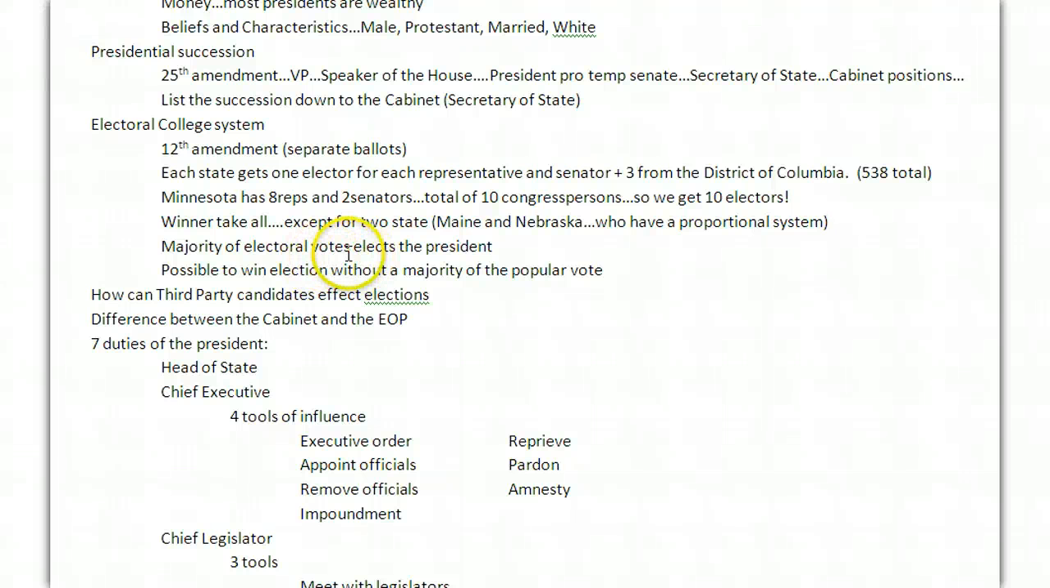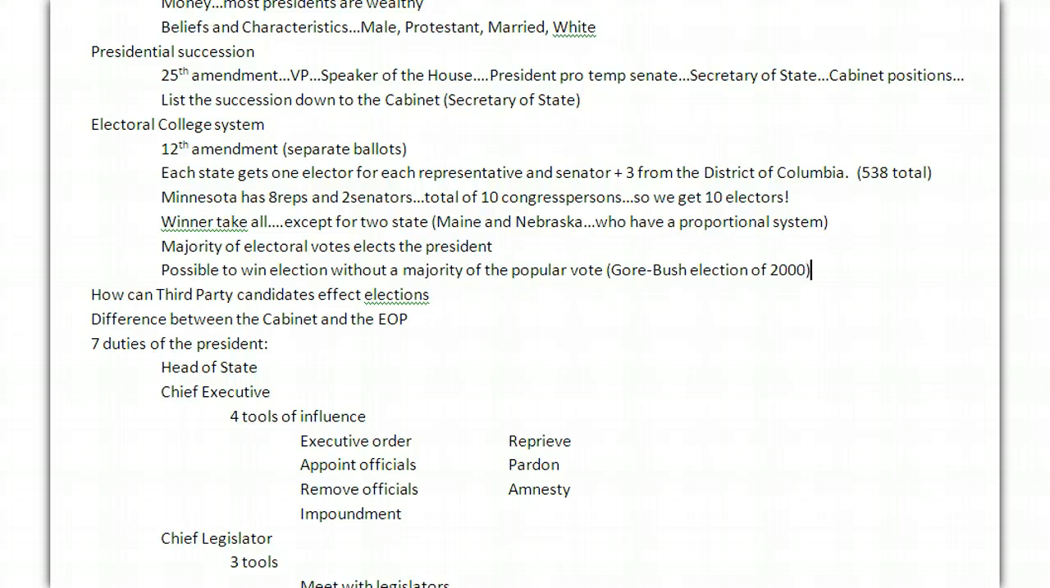So the majority of the electoral votes elects the president. You actually are voting for a slate of electors who then elect the president. Now, it's possible to win without the majority of the popular vote. Think of the Gore-Bush election of 2000.